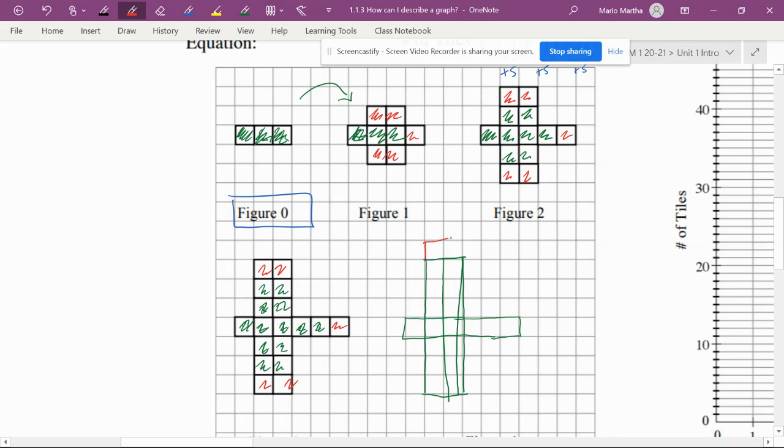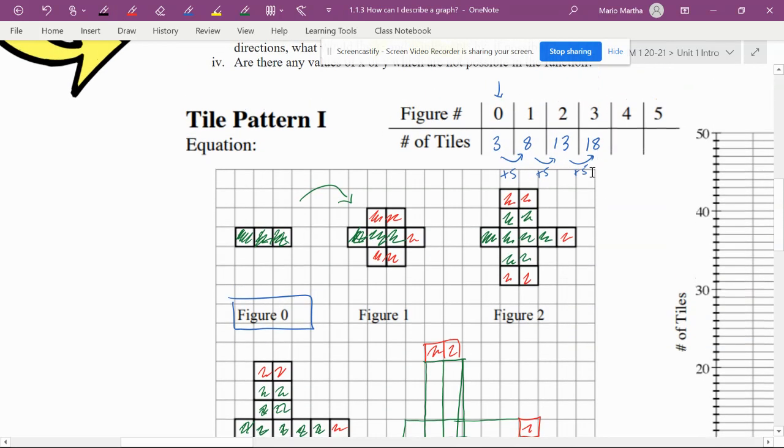So I'm going to put 2 more on top right here, 2 more at the bottom, and then 1 more on the edge right here, because that's how the pattern's been growing. So now I have a total of 18 plus 5, which is 23. And then if this pattern continues, that means that the next shape will have a total of 28.